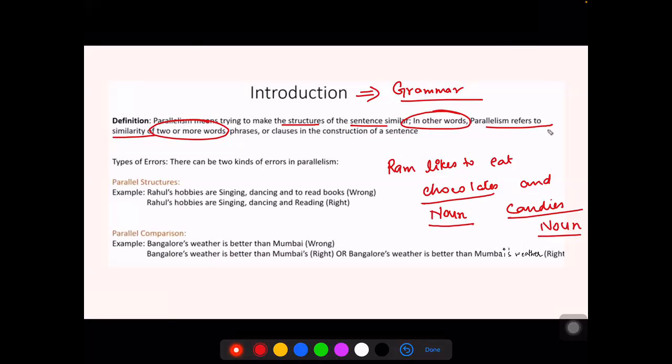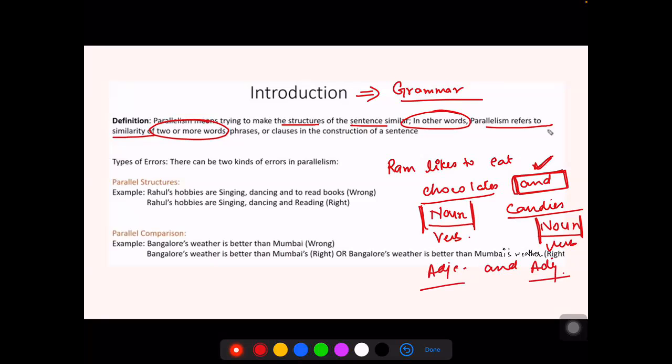When we are using a conjunction, whatever grammar we are using prior to that conjunction should be similar to that of the word which we are using after this conjunction. Okay, so if we are talking about a noun, after and there will be a noun. If we're talking about a verb, after and there should be a verb. If you're talking about an adjective and then we are using and, the other word should also be an adjective. Okay, so this is all about parallelism. Parallelism means keeping the structure parallel to each other. Don't change it.